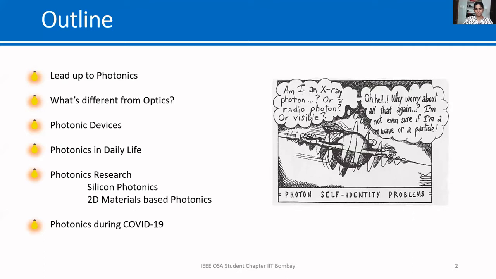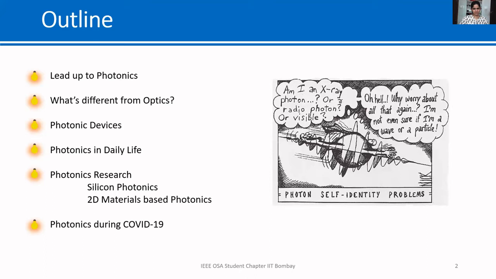So the outline of my talk is as follows. I'll talk about the lead up to photonics and how it's different from optics. And then I'll move on to some photonic devices, just preliminary understanding of those devices. And then the important aspect of photonics in our daily life. And what is the research being carried out in photonics? In terms of silicon photonics and some new materials which have come about in photonics, which are the two-dimensional materials. And then about this important aspect of what photonics can do during this COVID-19 pandemic.